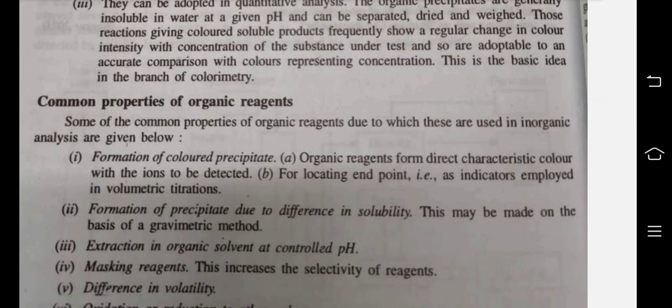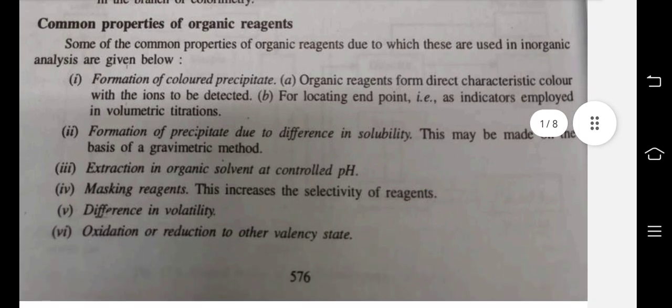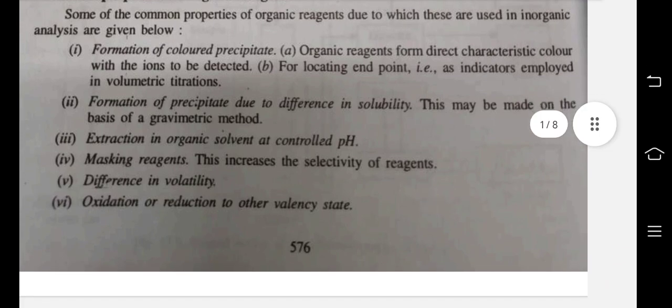The next topic is common properties of organic reagents. Some of the common properties of organic reagents due to which these are used in inorganic analysis are given below. First property is formation of colored precipitate. Organic reagents form direct characteristic color with the ions to be detected for locating endpoints, that is as indicators employed with volumetric titrations. Second property is formation of precipitate due to difference in solubility. This may be made on the basis of a gravimetric method.